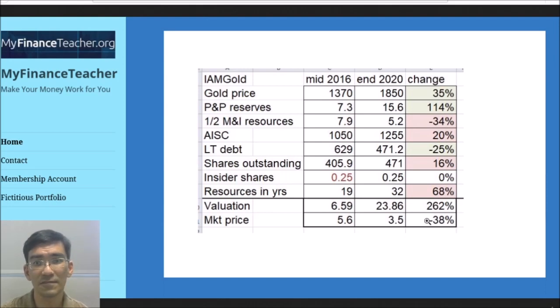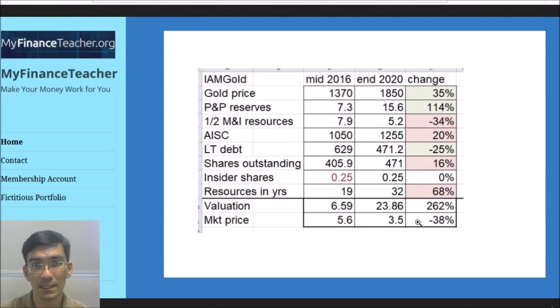So besides the fundamentals, something else is at play here, because despite all of these red colors, model valuation has improved, whereas the market price has dropped. So either market sentiments do have a role to play in share prices, or there is some additional information that we should include in the model.